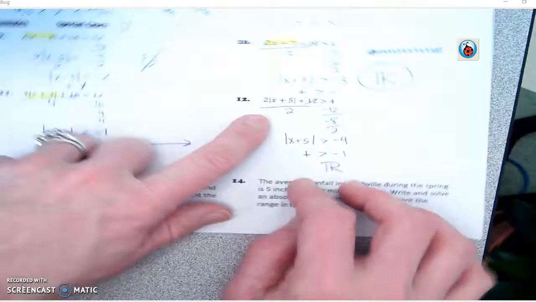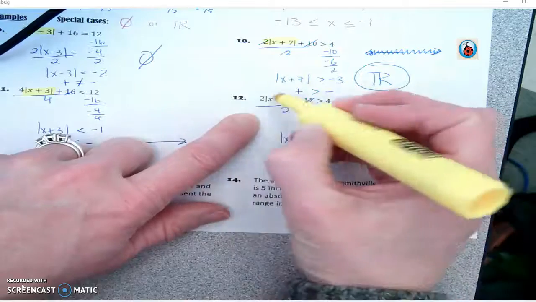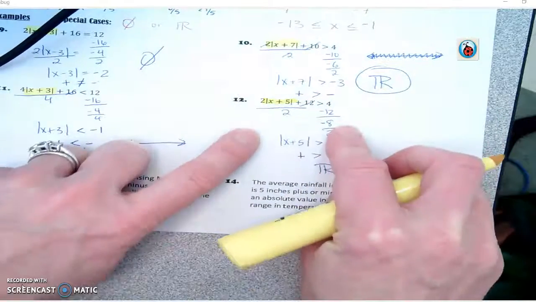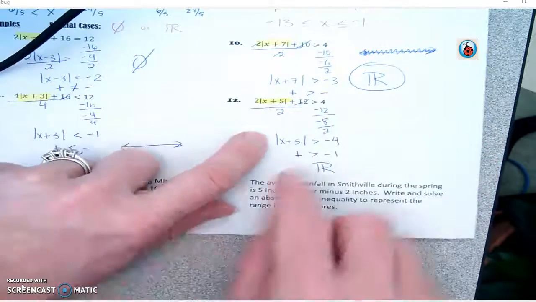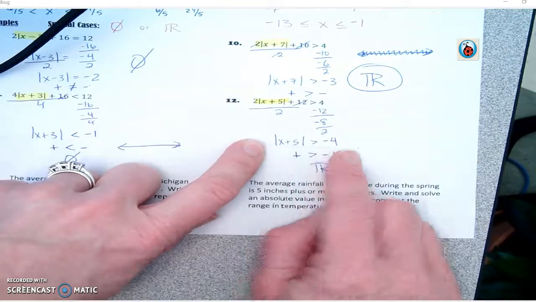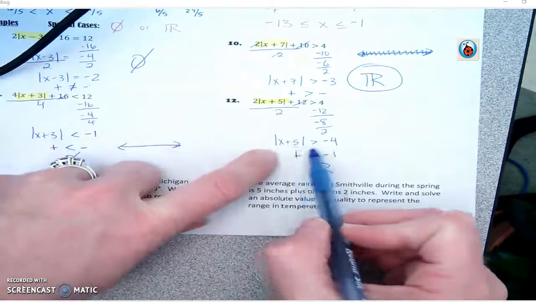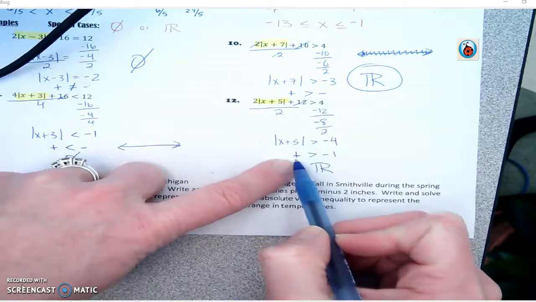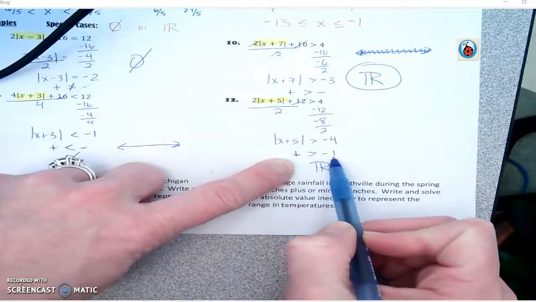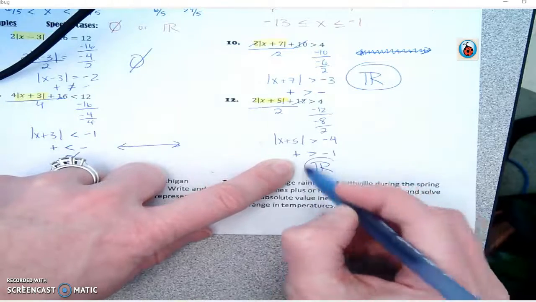Number 12, isolate your absolute value bar. So you would subtract 12 first, gives you -8. Divide both sides by 2, so you have the absolute value of x plus 5 is greater than -4. So absolute value always gives you a positive. When is a positive greater than a negative? Always. So that's all real numbers.